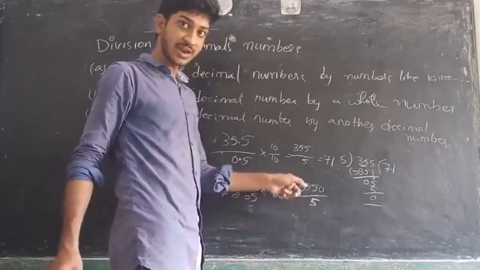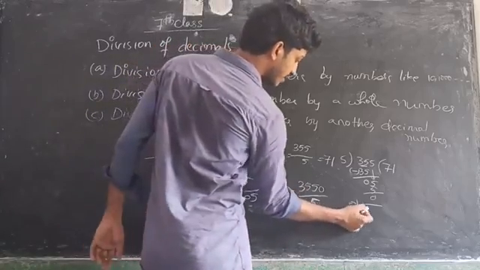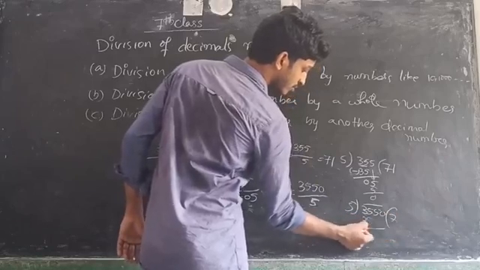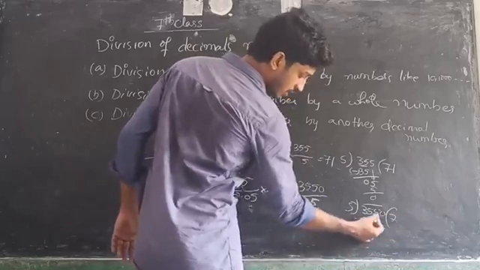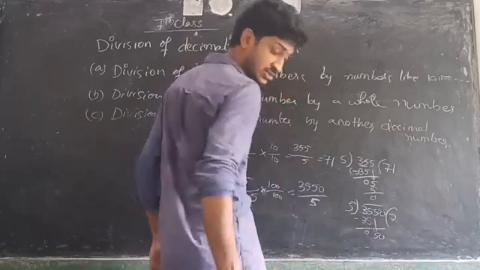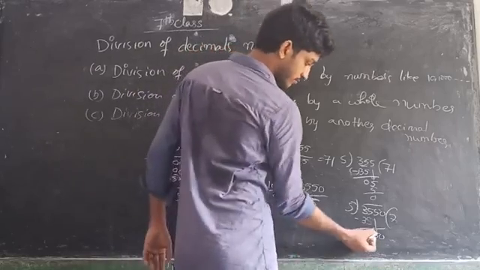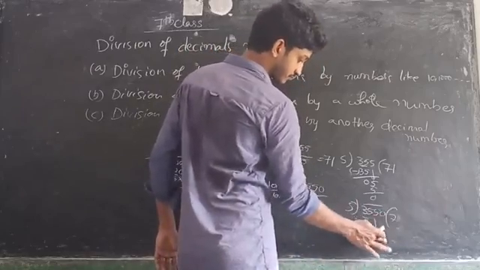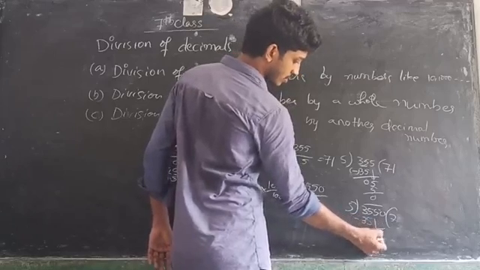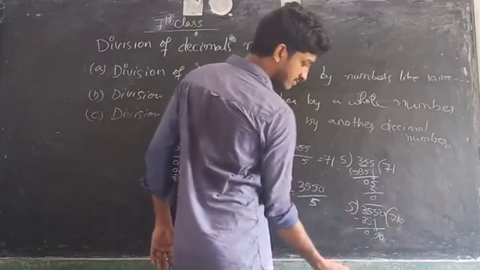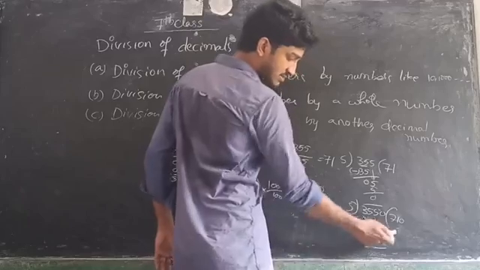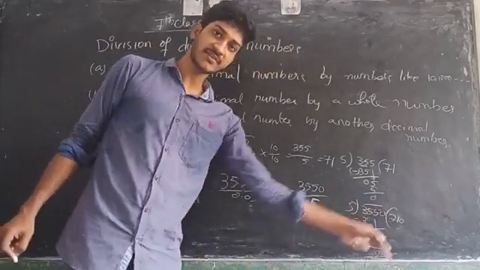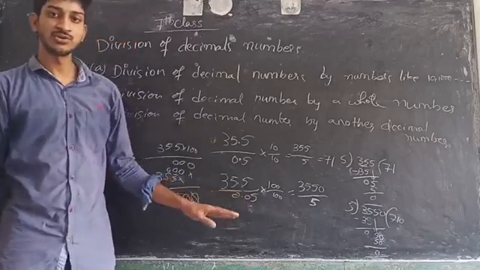Now divide 3550 with 5. 5 here, 3550. How many times first? 7 times. 35, 35 minus 35, 0. I am taking this 5 down to here, and this 0 also. Now for this 0 we have to add. How many times? 10 times. So 5 times are 50. Okay children, this is the answer. 710 is the answer. Like that we have to solve these problems.